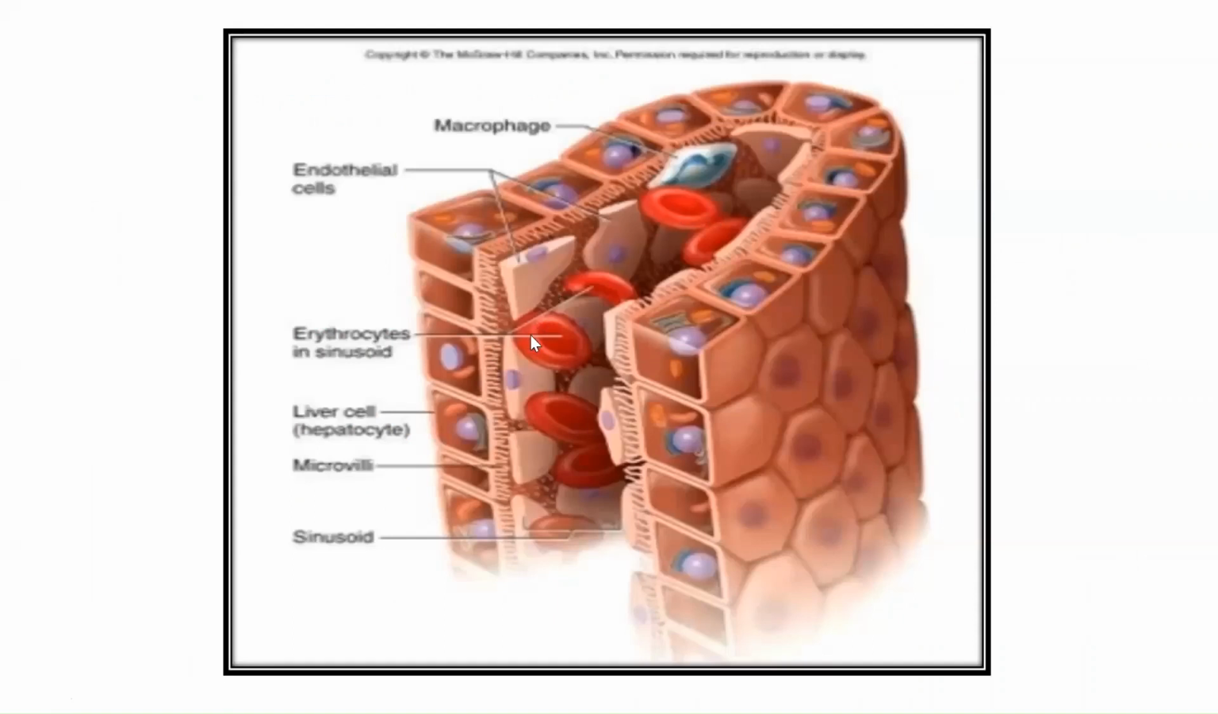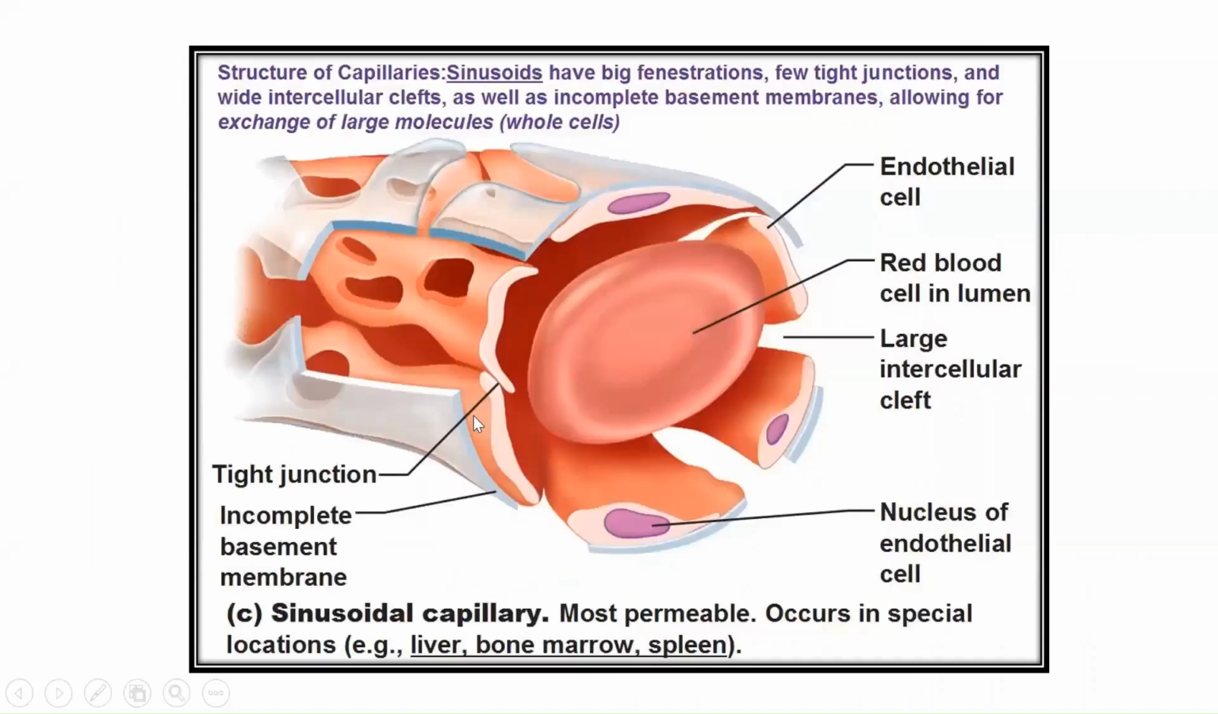The sinusoids are large, irregular vascular spaces which connect arteriole with venule or venule with venule. They are found in organs such as the liver, spleen, etc. The wall of the sinusoids is irregular and wide, and it consists of endothelial cells which have large slits or fenestrations. Also, the basement membrane is incomplete.